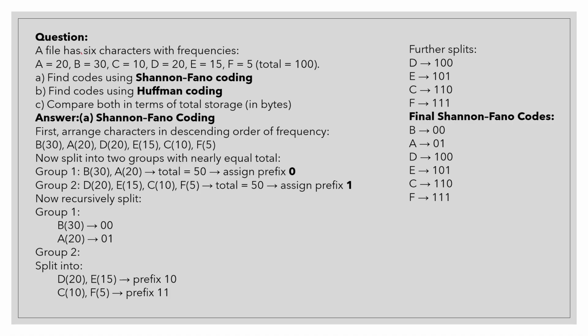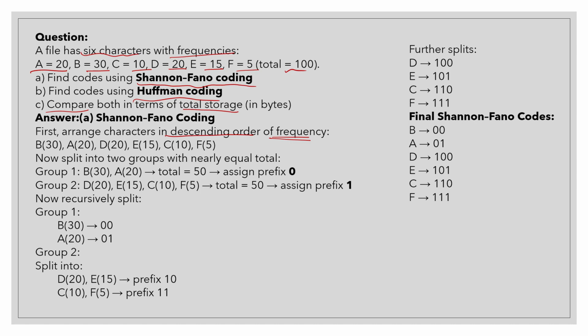So a file has 6 characters with frequencies given as 20, 30, 10, 20, 15, 5, a total of 100. Use Shannon-Fano coding, Huffman coding, and compare, both in terms of the total storage. So let's first talk about Shannon-Fano coding. First, arrange the characters in descending order of their frequency, so from highest to lowest.